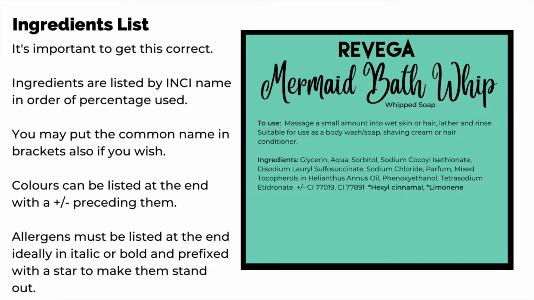The ingredients are the most important part of your label because this lets the customer know exactly what's in the product so that they can check for any allergens. The ingredients are listed by INCI name in order of percentage used. You may put the common name in brackets also if you wish. Colours can be listed at the end with a plus minus preceding them. Allergens must be listed at the end, ideally in italic or bold, and prefixed with a star to make them stand out. You can calculate your allergens using a calculator that we've got linked below.